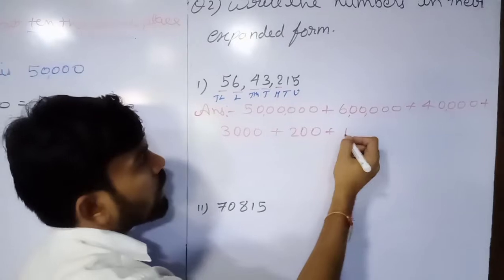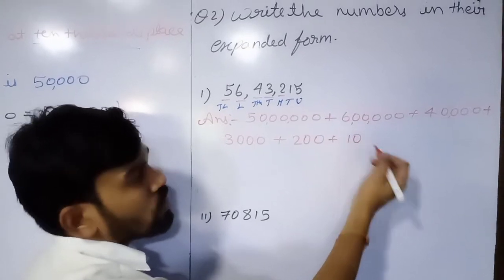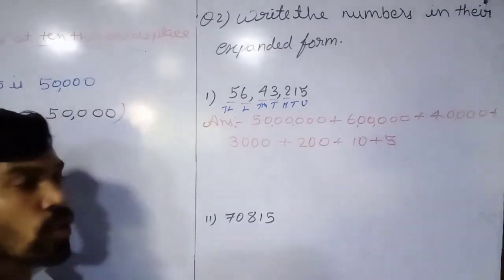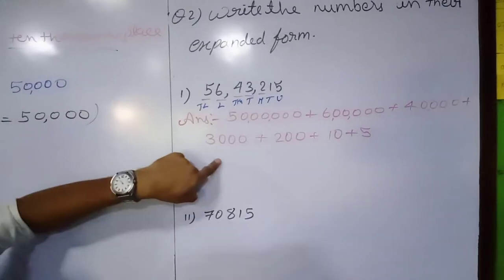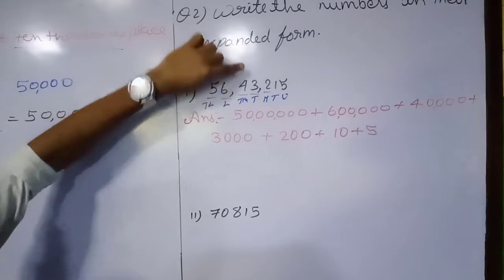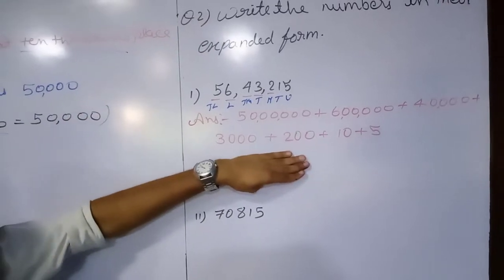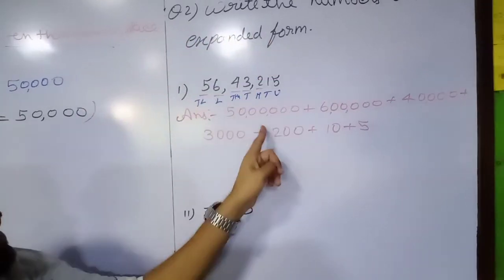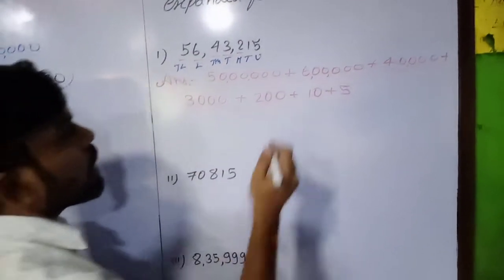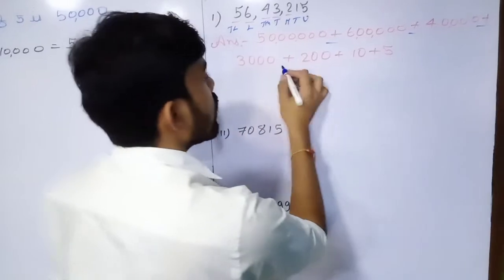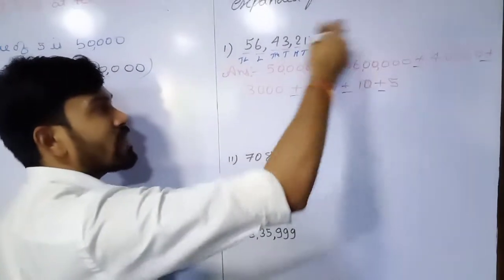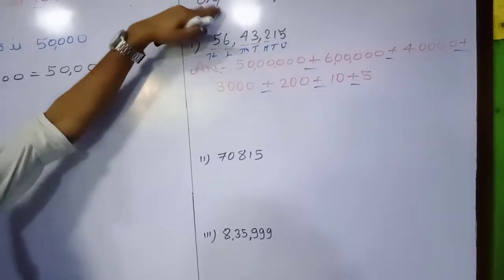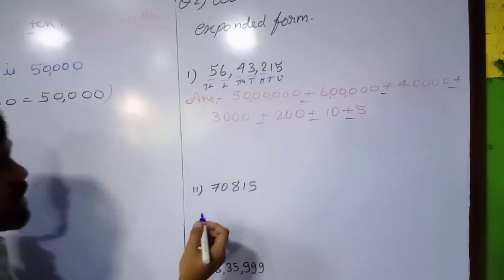Next one is 1, and 1 is at the tens place. So 1 zero, plus 5. 5 is at the unit place. Unit is always multiplied with 1. So we can write this given number in this expanded form. One by one we find the place value of each digit, and that is shown by the addition. You can see over here all the place values of all digits are added. That is the expanded form. Come to the next one.